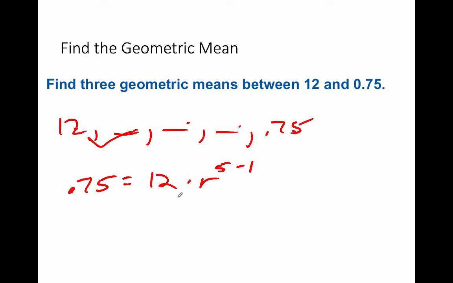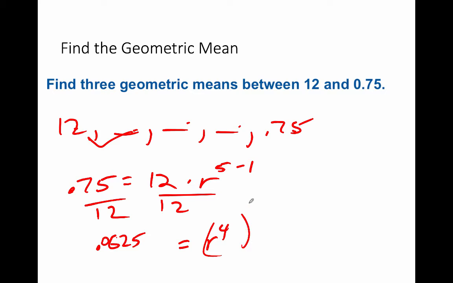So I'm going to divide by 12. And I'm going to do r to the 4th equals, ooh, that's going to be a little number. And that's okay, because we're getting smaller each time, right? And I get 0.0625. And I raise that number to the 1/4. And I get 1/2.